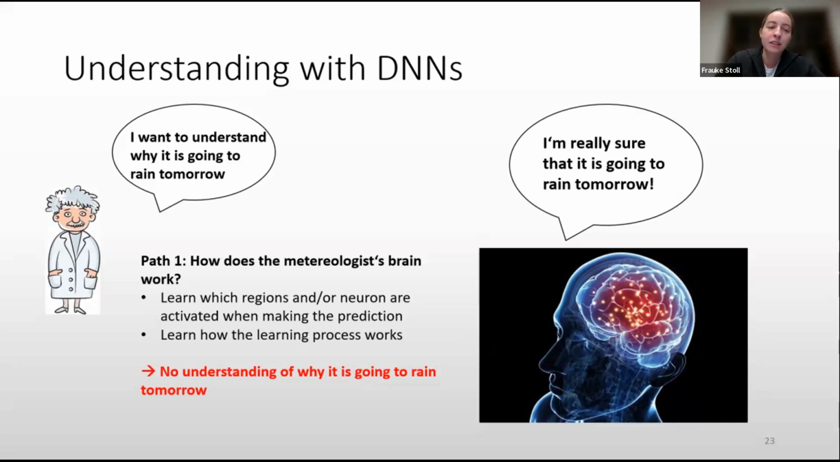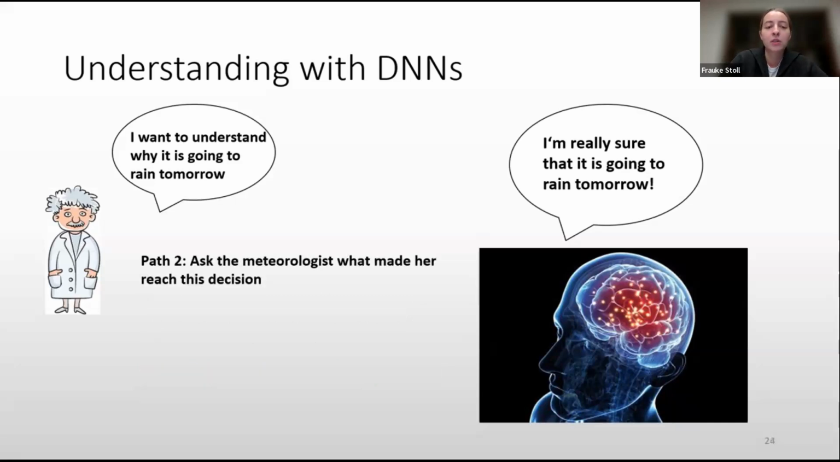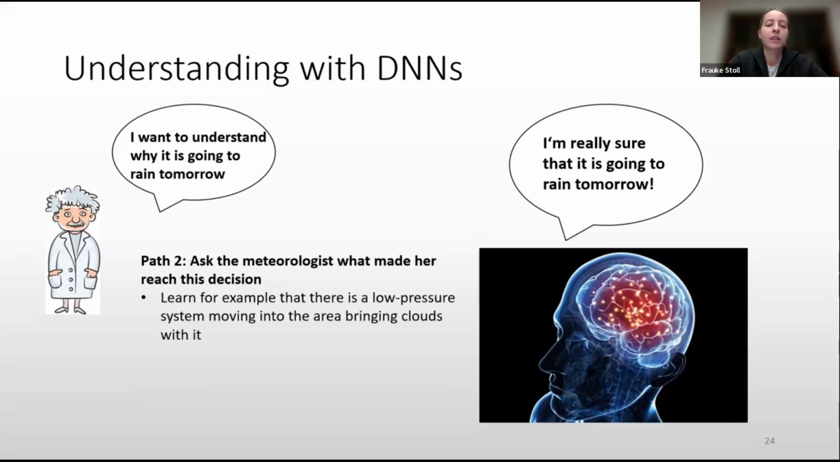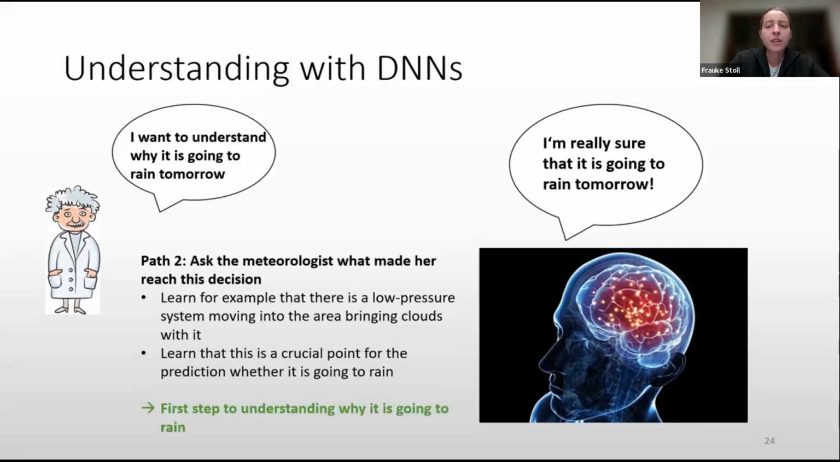So your second idea is to just ask the meteorologist what made her reach this decision. For example, you could learn that there's a low pressure system that comes into the area and brings clouds with it, and maybe you are also told that this is a crucial point for the prediction of whether it is going to rain tomorrow. Thinking about it, this is a first step to understanding of why it is going to rain, because you can connect this now to background knowledge, you can start modeling, and so on. So this is a first step.